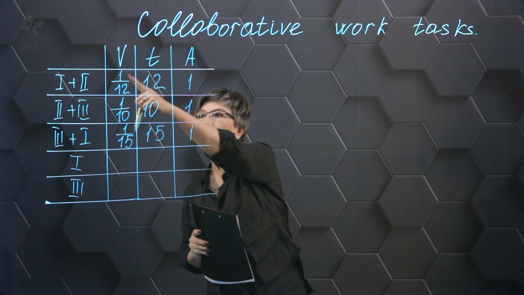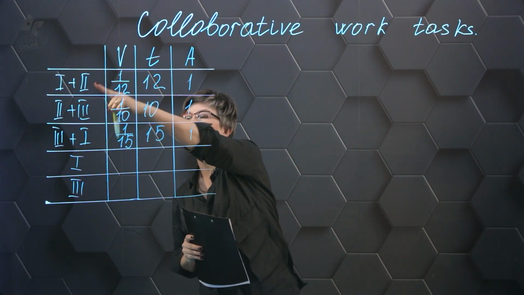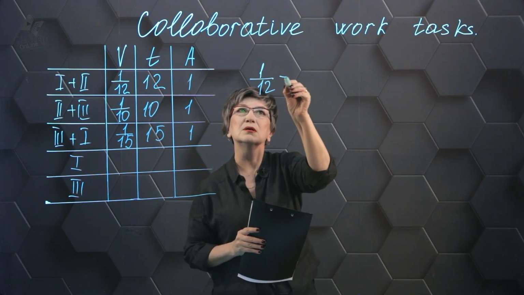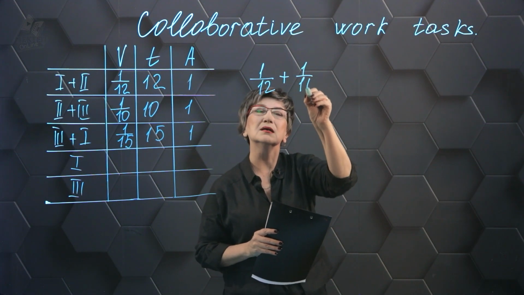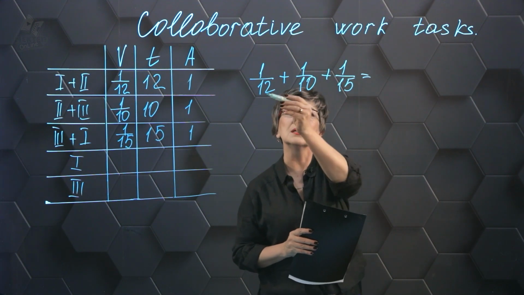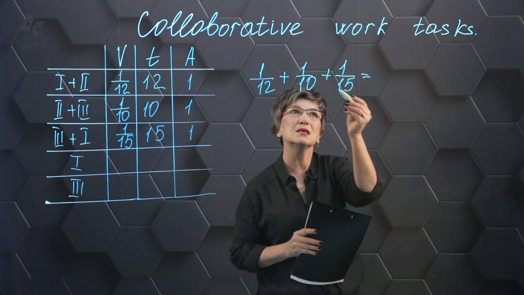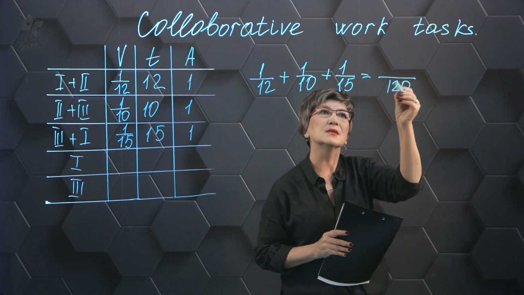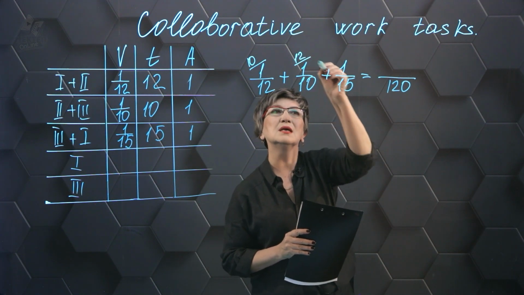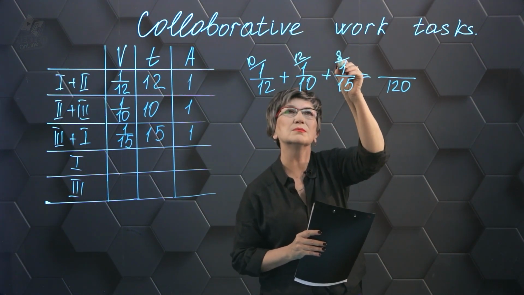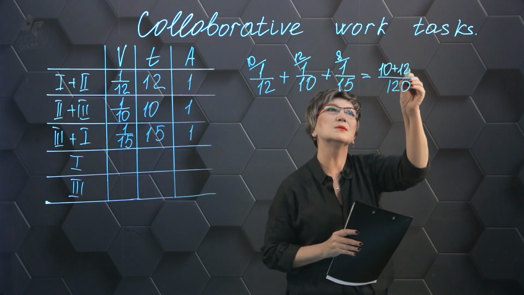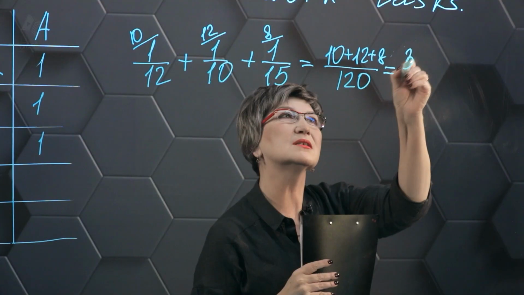Then I can find the productivity of these companies together. I need 1/12 plus 1/10 and plus 1/15. Let's find the common denominator for the denominators 12, 10 and 15. Then the additional multiplier is 10, the additional multiplier is 12, and the additional multiplier is 8. 10 plus 12 and plus 8 equals 31/120ths.